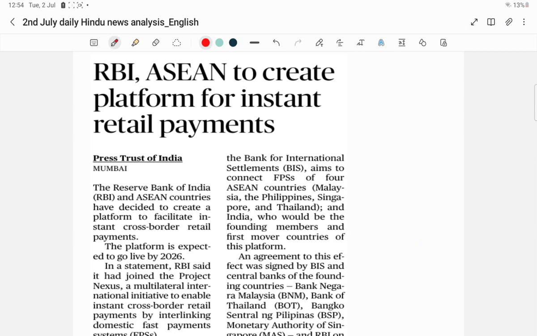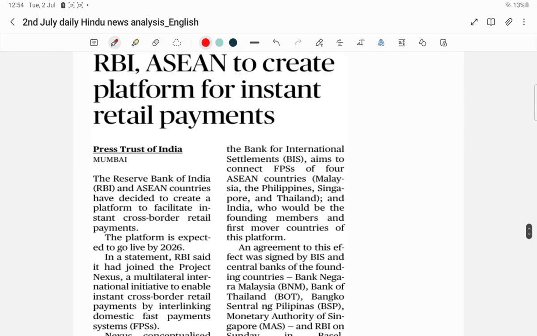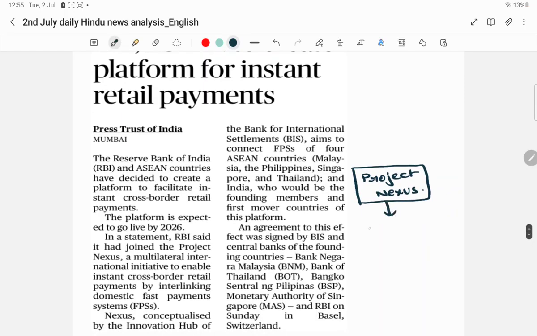RBI and ASEAN to create a platform for the instant retail payments. Yes, this was related to GS3 economy article, friends. In this article, what is in the news is something called Project Nexus. Very important, friends. From the exam point of view, this is called Project Nexus. What this Project Nexus is associated with is cross-border retail payments.